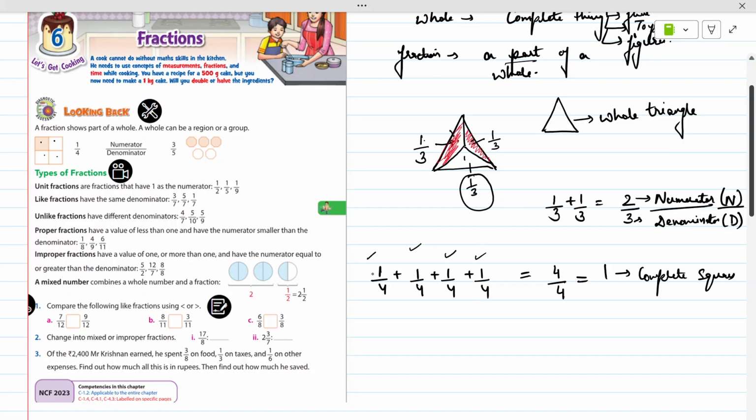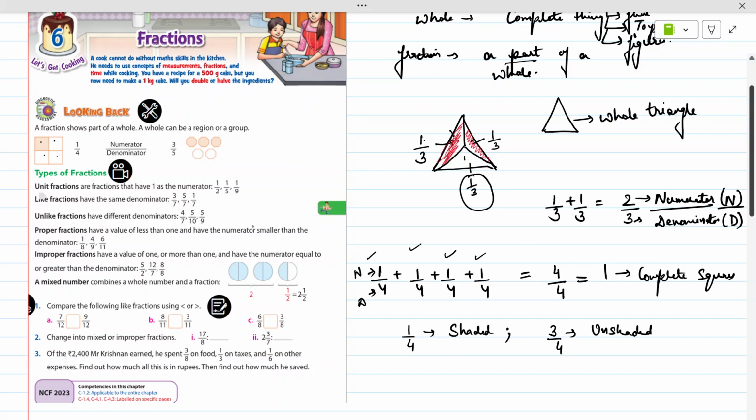Okay, and again, the upper part is numerator, the lower part is denominator. Now if I ask you which part of this square is shaded, this is only this part. 1 by 4 part of this square is shaded. And what part of this square is not shaded? So 1 by 4 plus 1 by 4 plus 1 by 4, 3 by 4 part of this square is unshaded. Okay, so this is how we have to see the fractions.